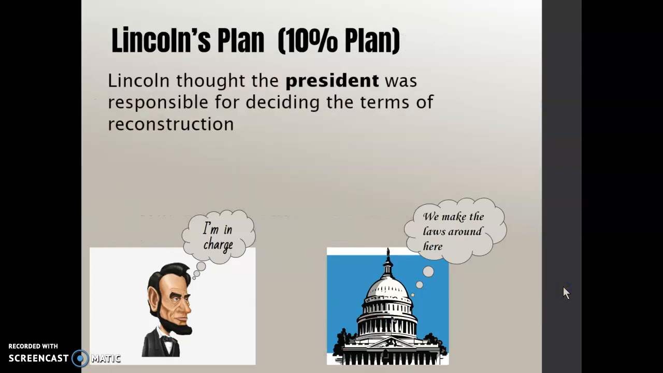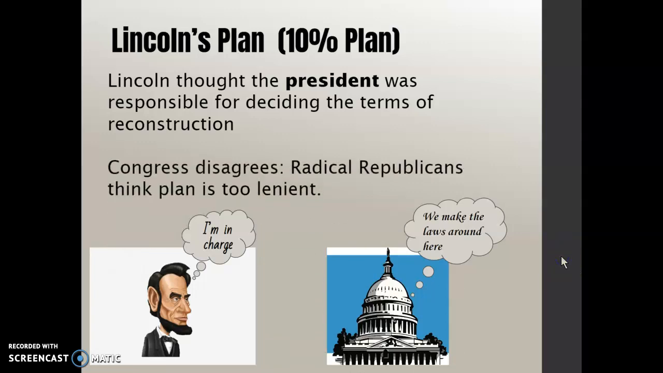So this 10% plan of Lincoln's, he thought the president was responsible for deciding the terms of Reconstruction because he was the leader. However, Congress disagreed. The radical Republicans in Congress think the plan is too lenient, too easy, and they're more interested in punishing the Confederates. And as they pointed out, well, Congress does make the laws. The president is the executive branch.